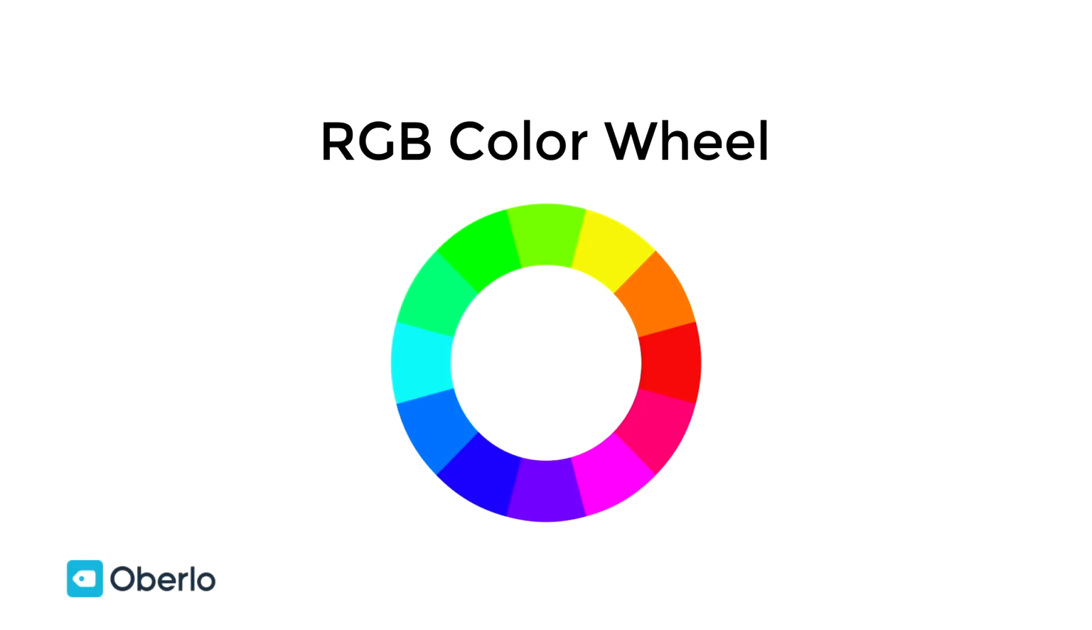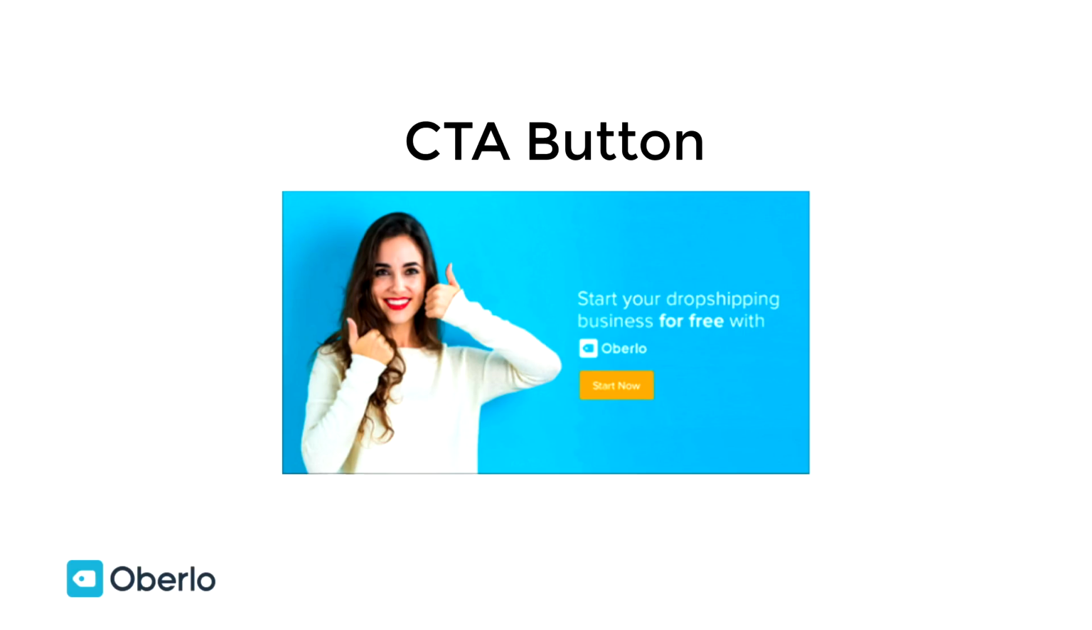If you decide to use a CTA button on your banner, use the RGB Color Wheel to decide which color your button should be. This method is simple. Look at the main color of your banner, find it on the RGB Color Wheel, and then look at the color opposite of it. This is the color your CTA should be. For example, if your banner is blue, your CTA button should be orange to attract the most attention.